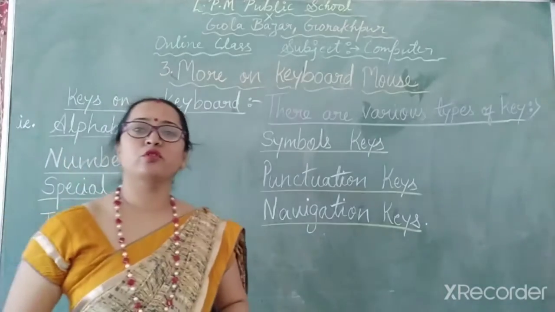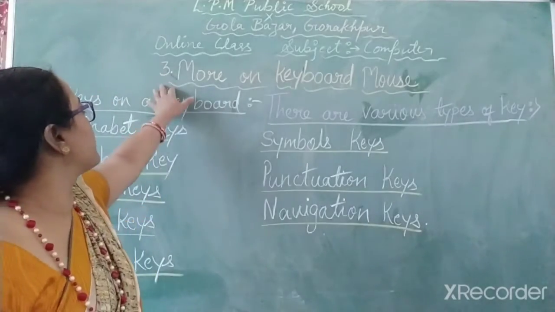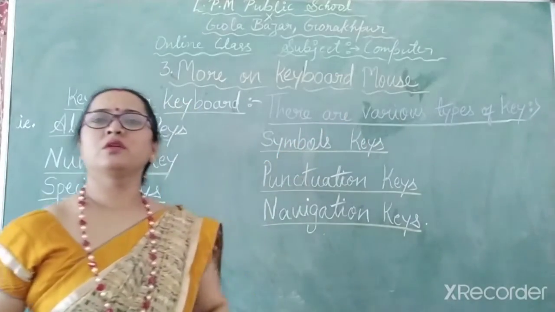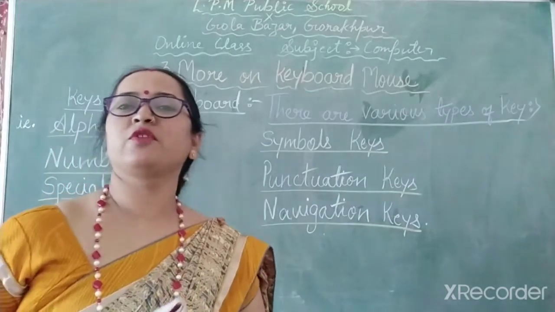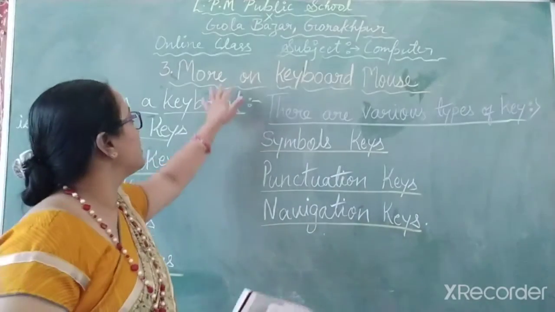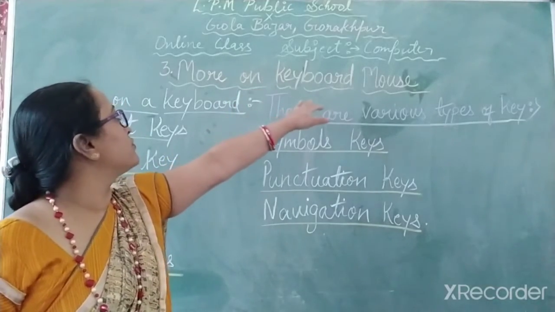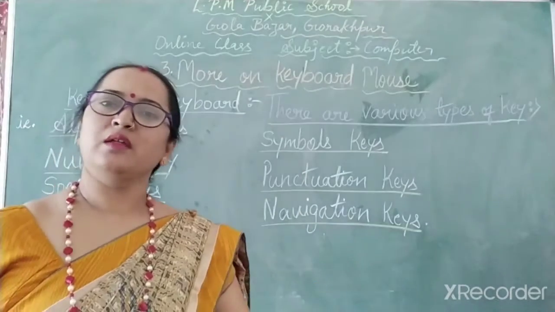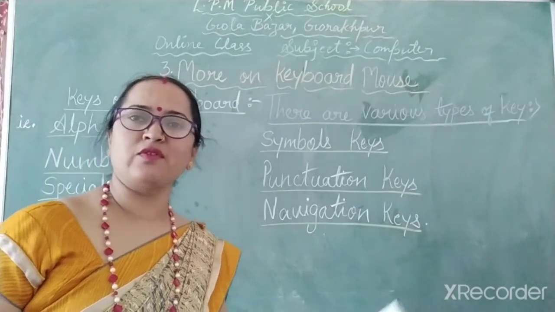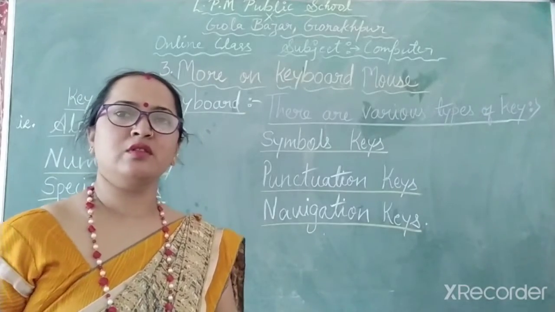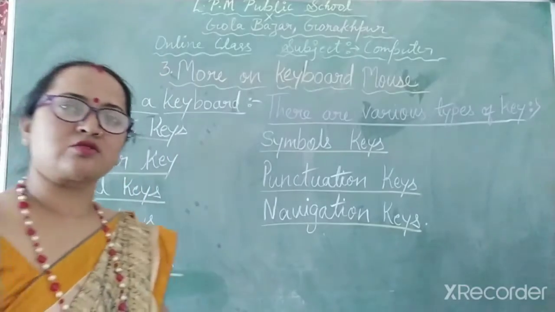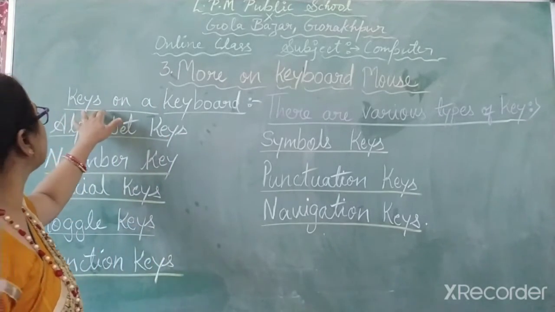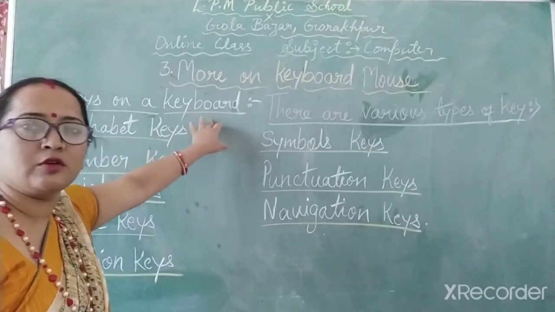Today I am going to explain the topic Chapter 3, More on Keyboard and Mouse. In the previous video I already explained some points related to it. Today I will summarize those points, then go through the next points. So listen to me carefully. First we will do the summary of the explained video, then we will move on to the next topics. Clear?